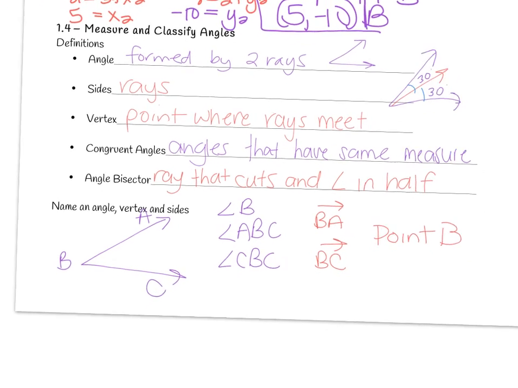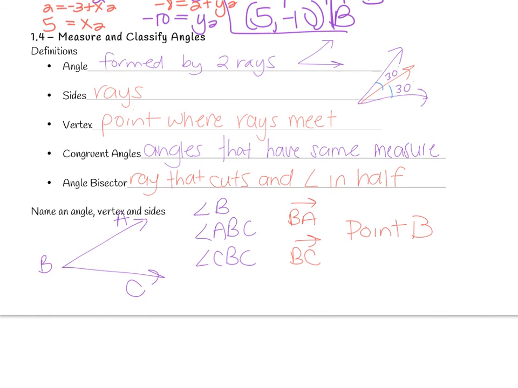If that angle is now divided into 2 angles, no matter what the size of it is, I can no longer call that angle B. I'd have to call the big angle angle ABC, the top angle ABD or DBA, and the bottom angle DBC or CBD.